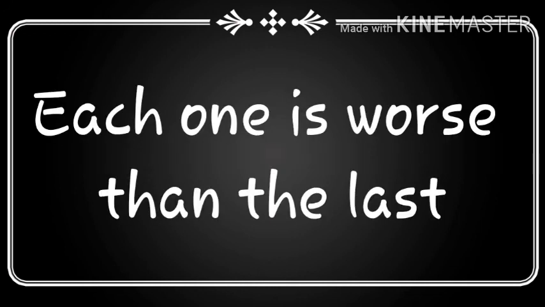Another sentence, each one is worse than the next. That next is wrong because you can compare a previous one to the present one, not to the future one or the next one which is to come. So you can say each one is worse than the last.